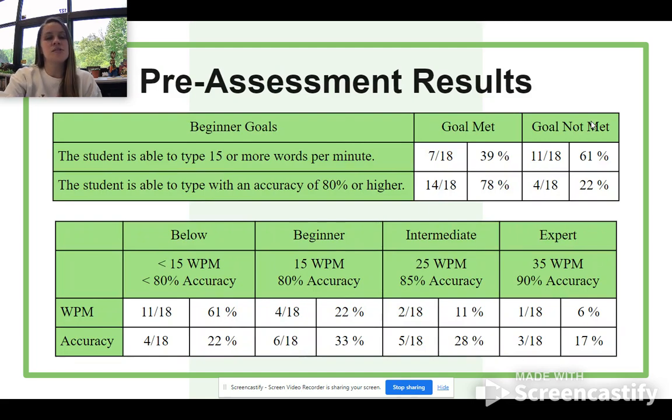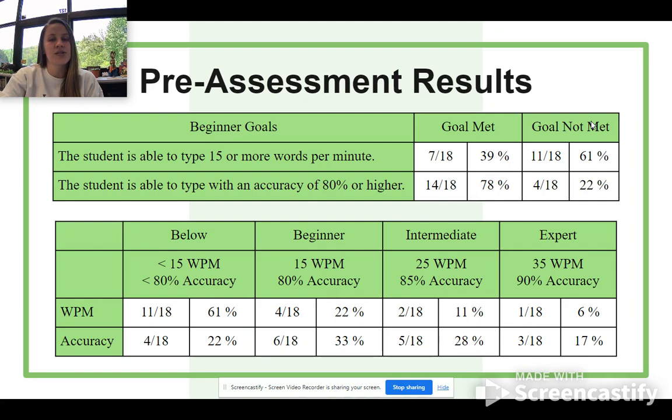According to the results of the pre-assessment, we were able to establish each student's baseline score. We noticed as a whole the class did not meet the recommended score for beginning typers. Only 7 out of 18, or 39% of the class, were able to type 15 or more words per minute, and 14 out of 18, or 78%, were typing with an accuracy of 80% or higher.